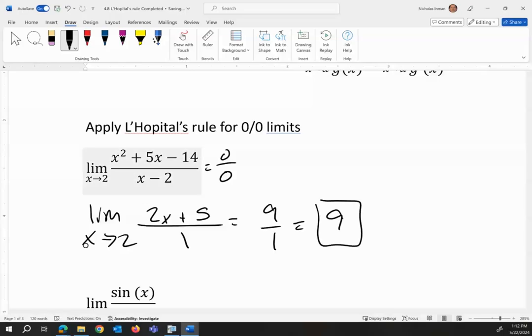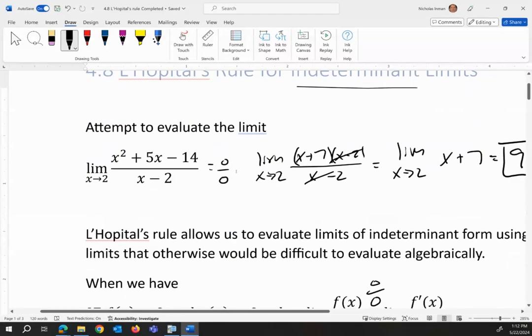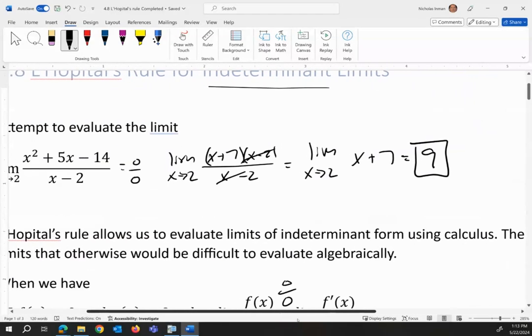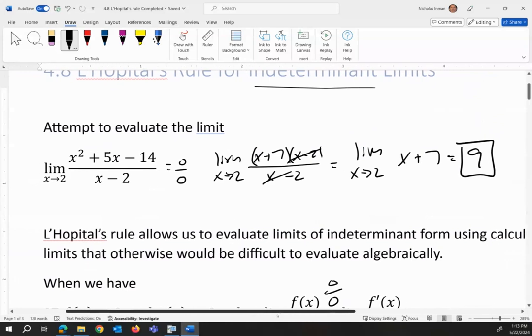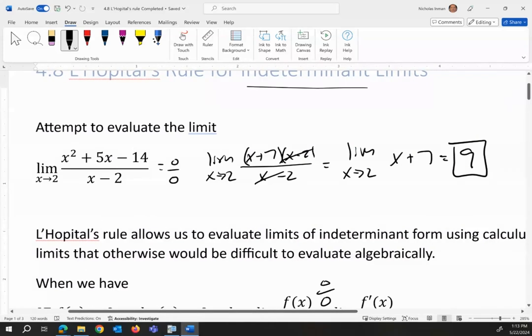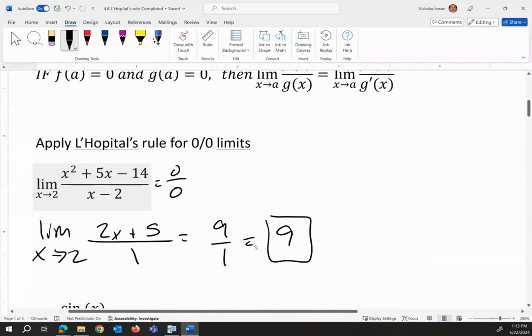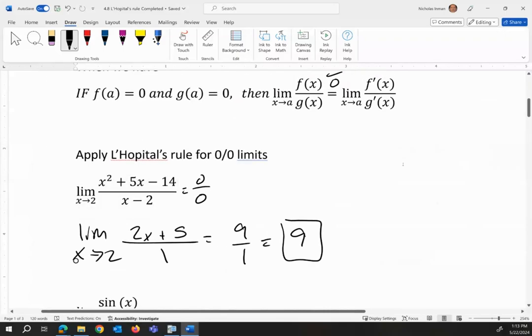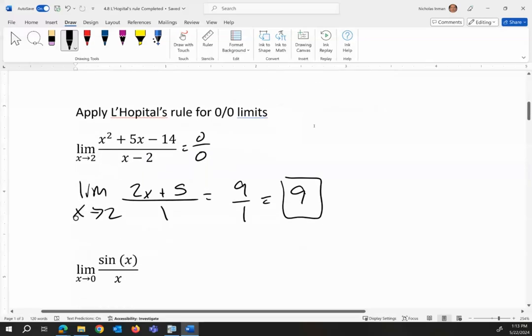That's just 9. So instead of having to do all of this factoring or what we did in the past of like multiplying by conjugates, we did a whole lot of work with these limits, but we didn't know derivatives then. L'Hopital's rule allows us to just take the derivative of the top, take the derivative of the bottom, and the limit will still be the same value. And that is huge.